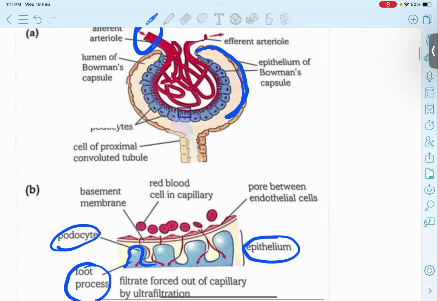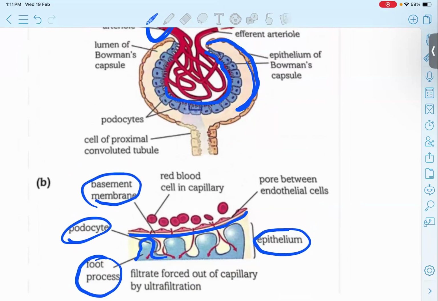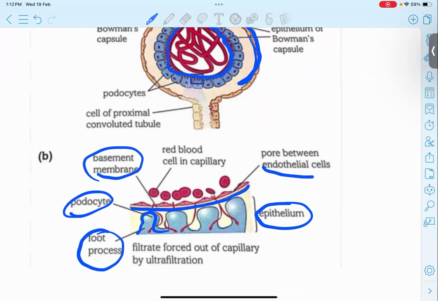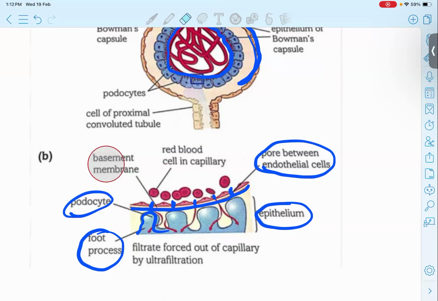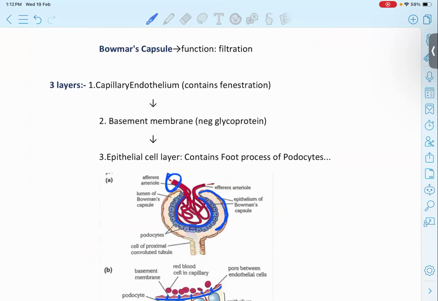Next, we have the basement membrane in the middle. And most inside, adjacent to the capillary, we have the endothelial layer, the capillary endothelium. Another fact about this capillary endothelium is that they have small, tiny pores between the endothelial cells. So these are the layers of the Bowman's capsule. And the function of the Bowman's capsule is just filtration.